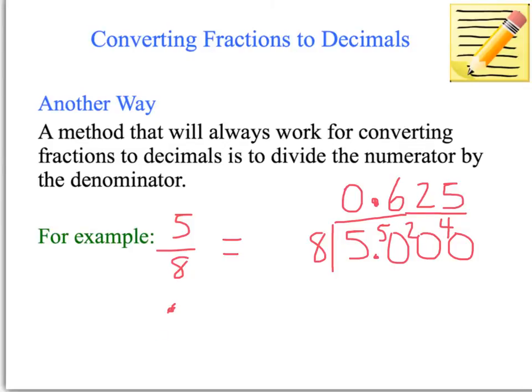Therefore, 5/8 as a decimal equals 0.625. Now obviously it's easier to do this on your calculator, so you just type in 5 divided by 8 and you'll come up with this. However, you do need to know how to do it on paper as well.